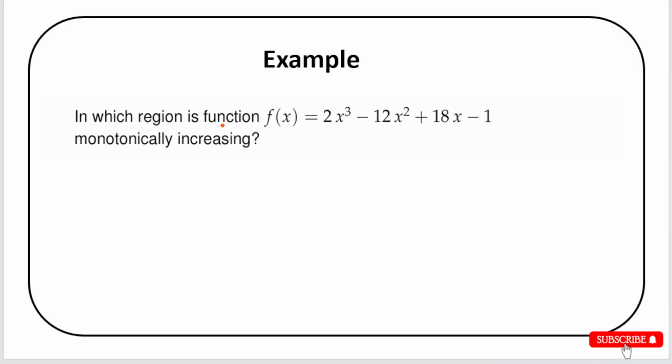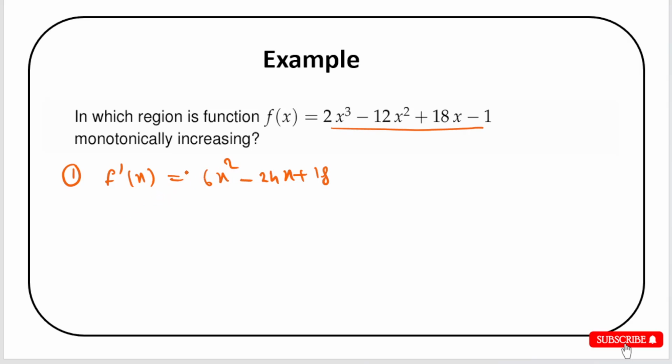It says, in which region the function, this is a polynomial function of degree 3 as you can see, and you need to find in which interval it is monotonically increasing and in which interval it is monotonically decreasing. So the first step would be always to find out f prime x, that is the slope. Let's do that. What will this be? 6x squared minus 24x plus 18. This is the slope of the function, just the derivative. I have shown you how to find out derivative in the previous lecture also.